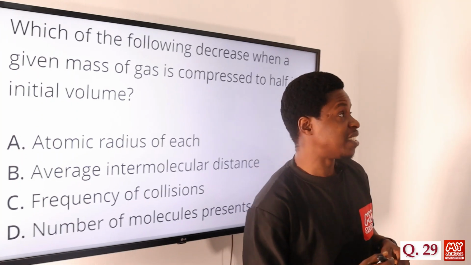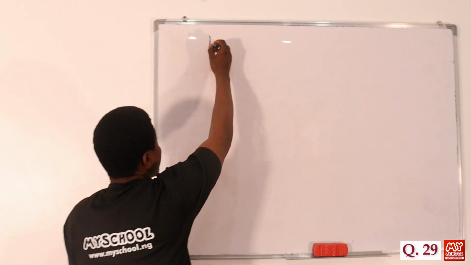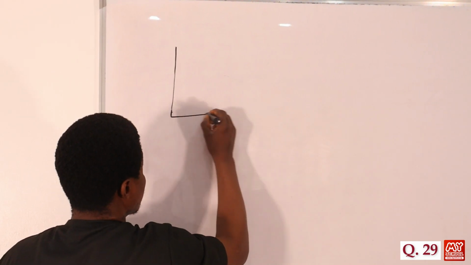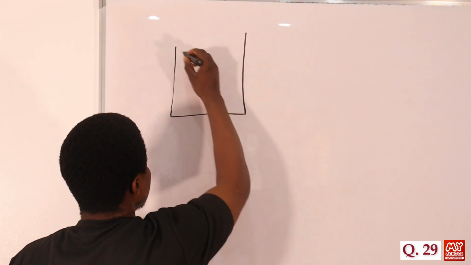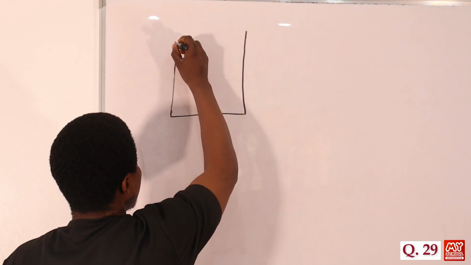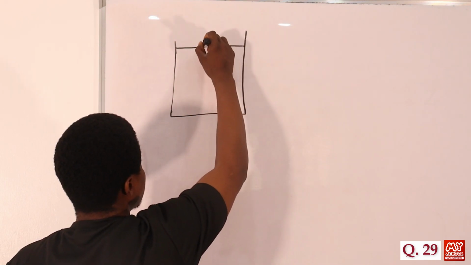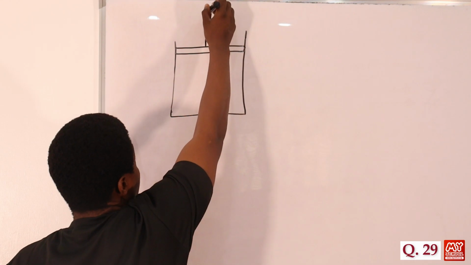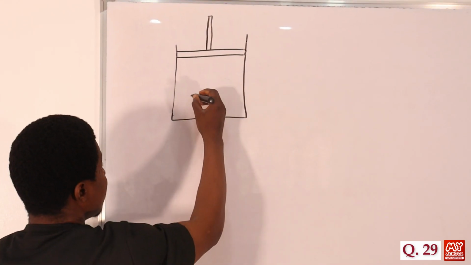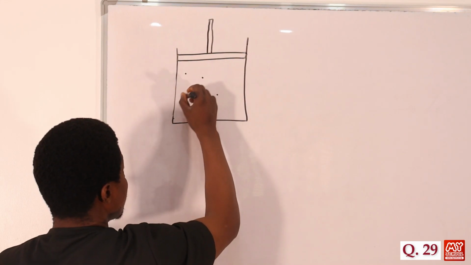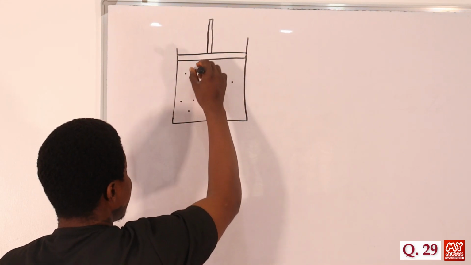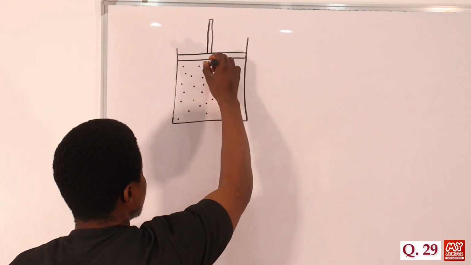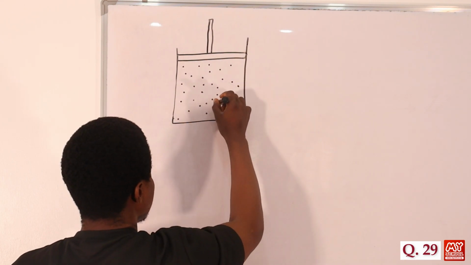Okay, let's look at the board. Let's say this is the container. If we had a syringe, you can use that to explain, but let's say this is a container. In this container we have a cover here, like a plunger, such that you can apply pressure here to push it down. Now inside of this container we have molecules of gases all around, all dispersed that way.